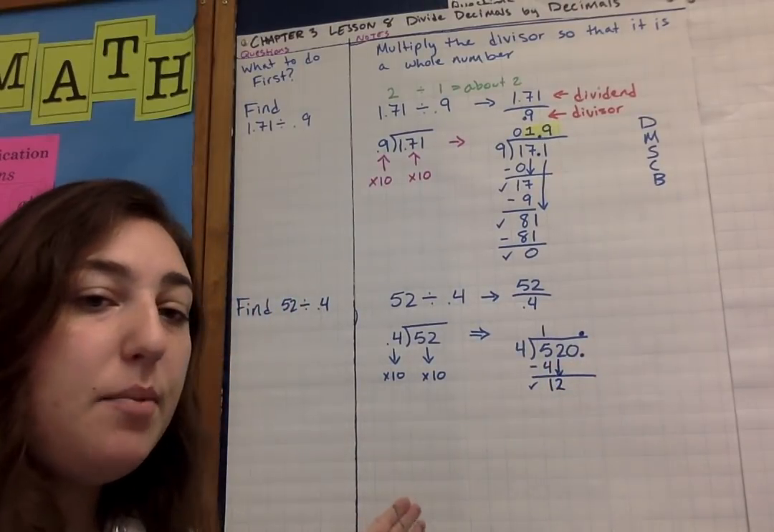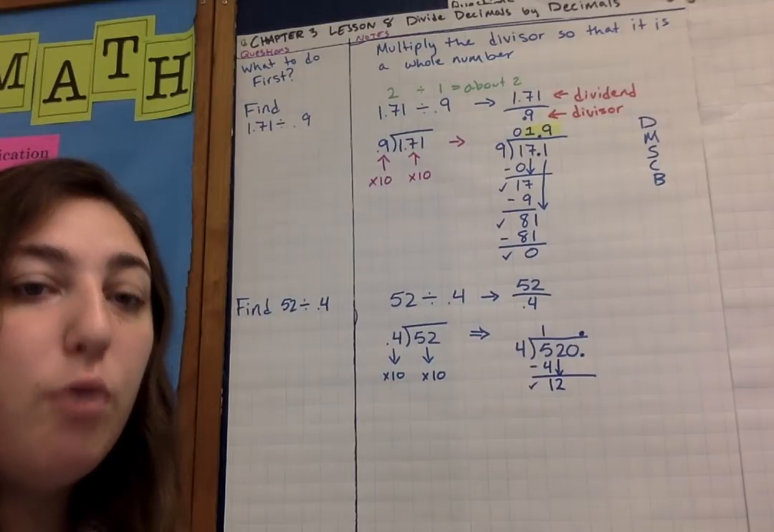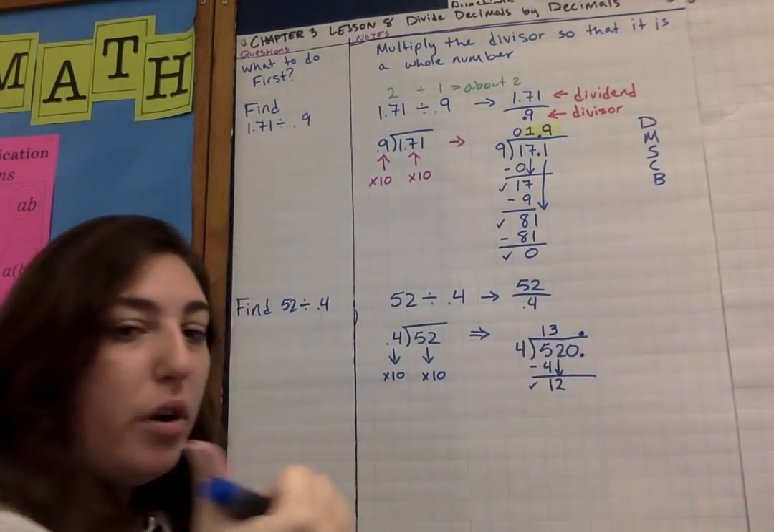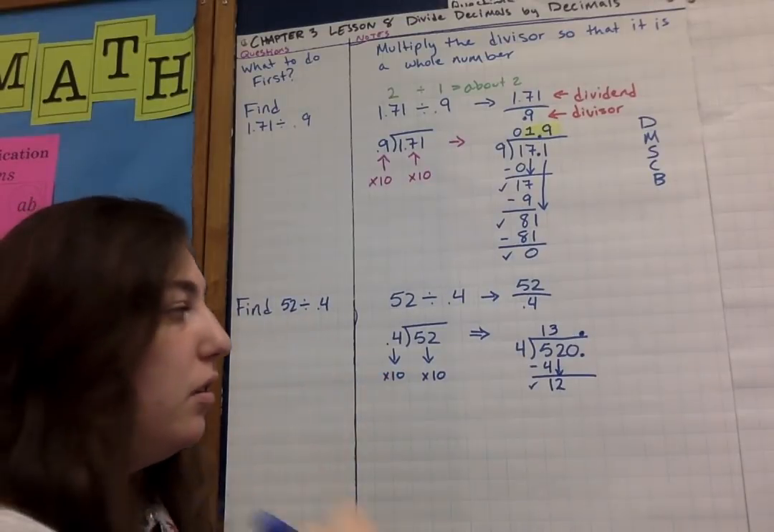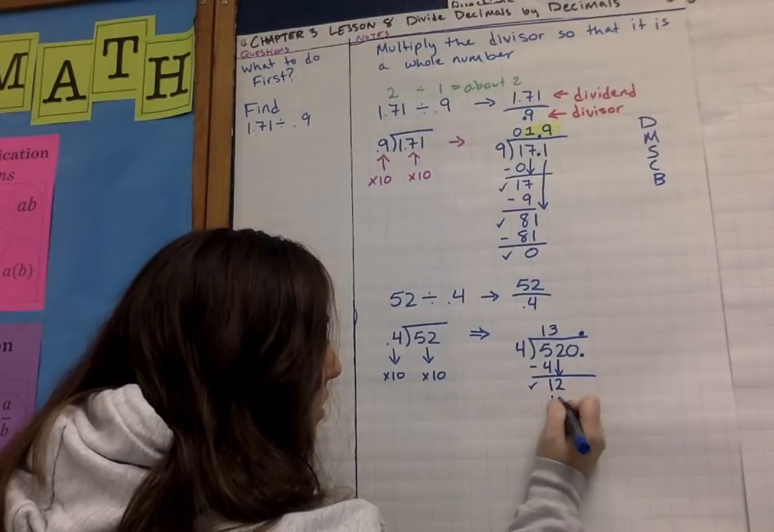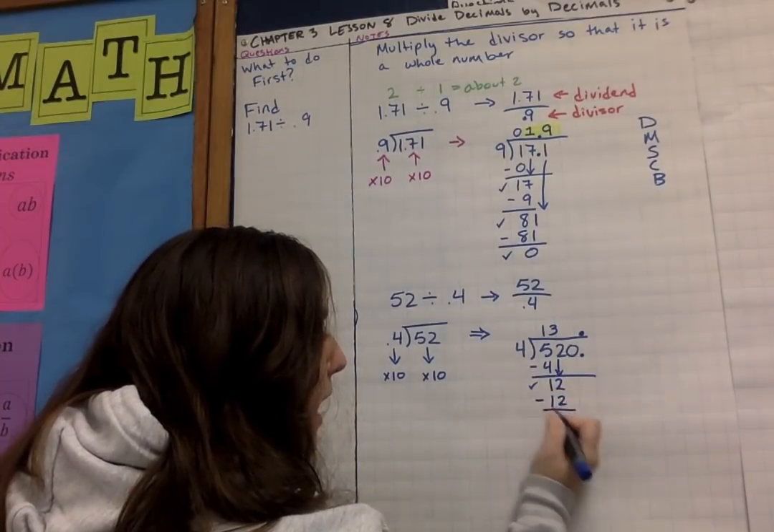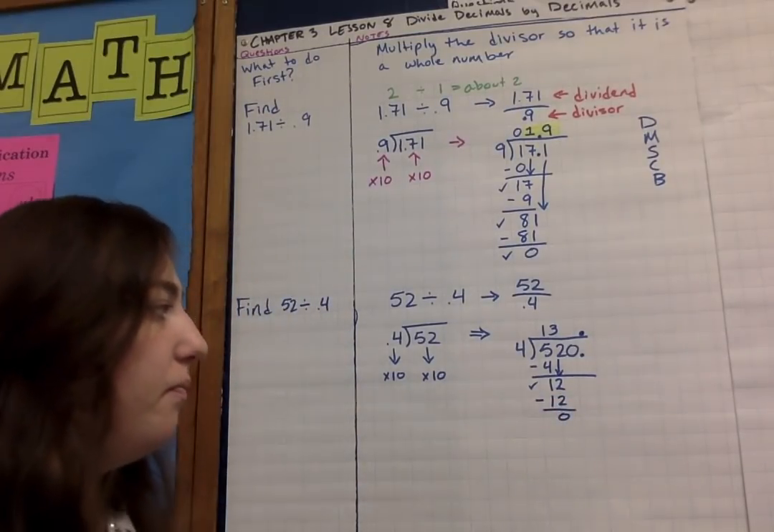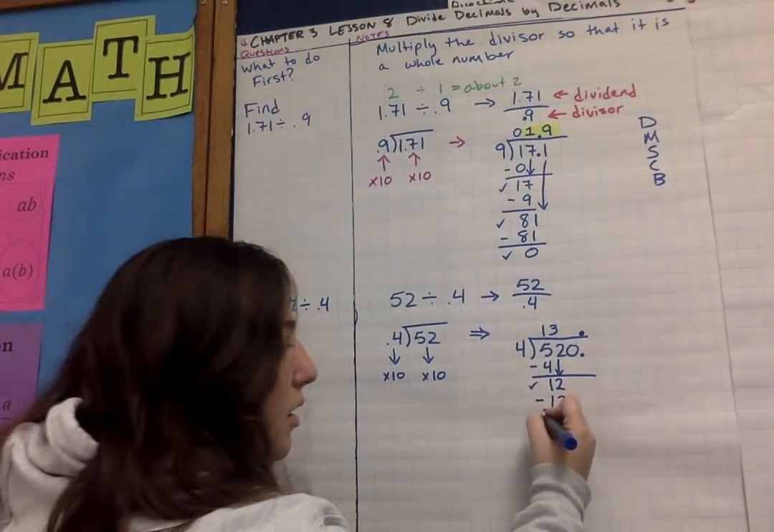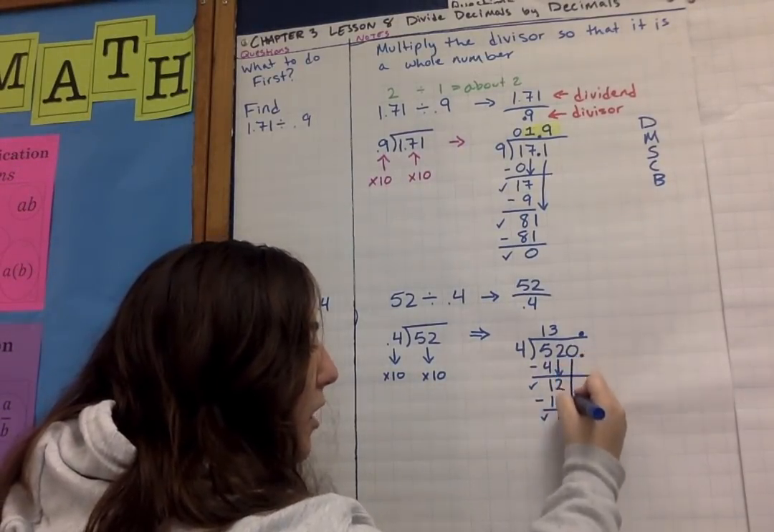Okay. How many times does 4 go into 12? 4 goes into 12 3 times. Because 4, 8, 12. Okay, so now I multiply. 4 times 3 is 12. Subtract. I get 0. Okay, I'm going to check. Is 0 less than 4? And it is. Give myself a check mark and bring that 0 down.